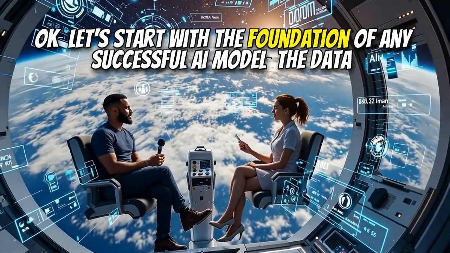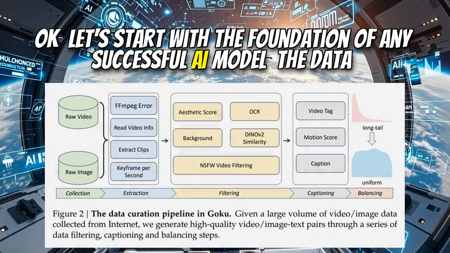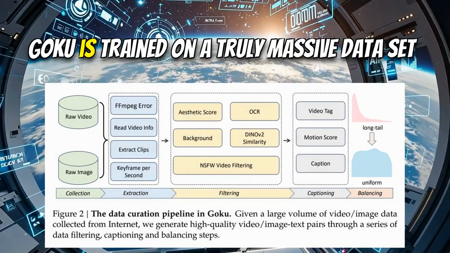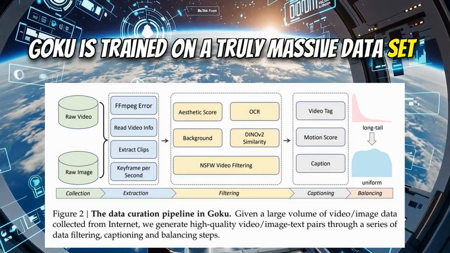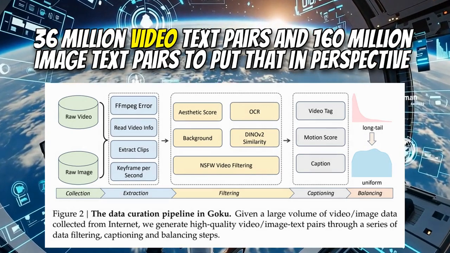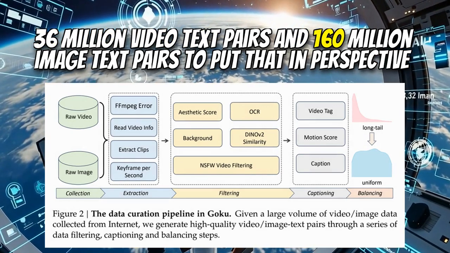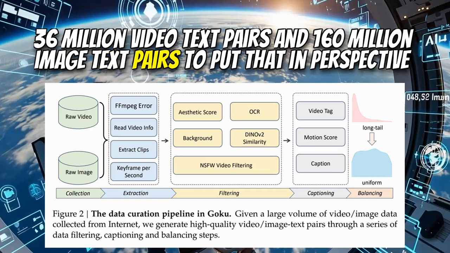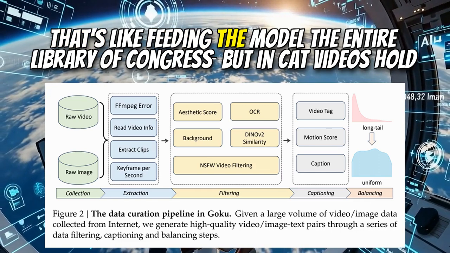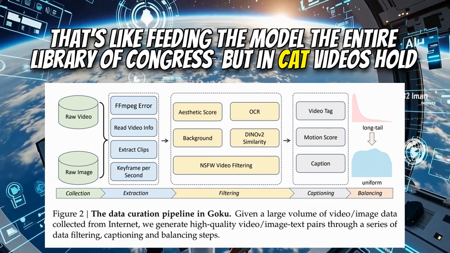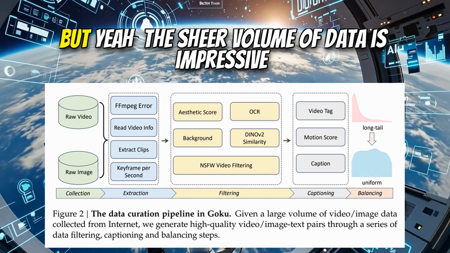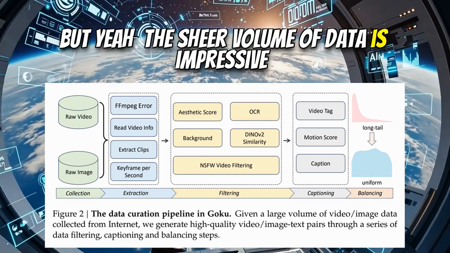Okay, let's start with the foundation of any successful AI model, the data. Goku is trained on a truly massive data set, 36 million video text pairs and 160 million image text pairs. To put that in perspective, that's like feeding the model the entire Library of Congress, but in cat videos. Hold on, more than just cat videos, I hope. But yeah, the sheer volume of data is impressive.